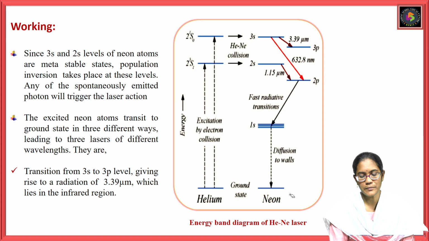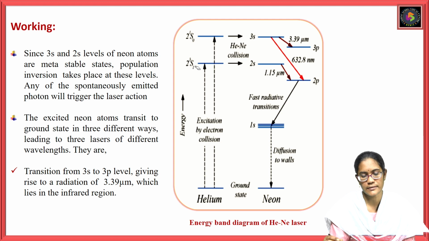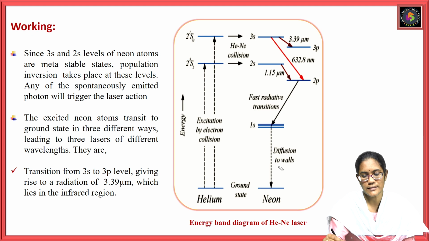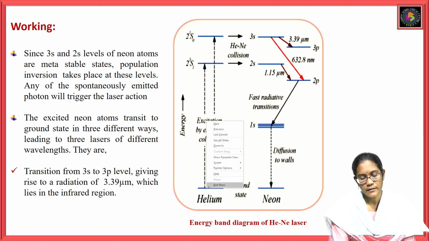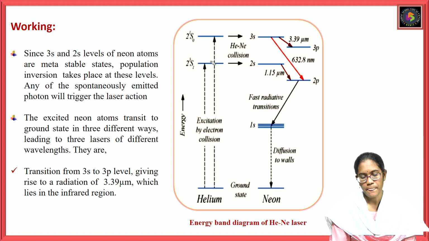Okay. In helium, two high energy states are possible: 2,1s and 2,3s. In neon also there are two energy states, 3s and 2s. Initially the atoms are present in the ground state. Due to electric discharge pumping, the helium atoms go to the high energy states, 2,1s and 2,3s. These high energy helium atoms interact with the ground state neon atoms, and then the neon atoms also go to the high energy states, 3s and 2s.